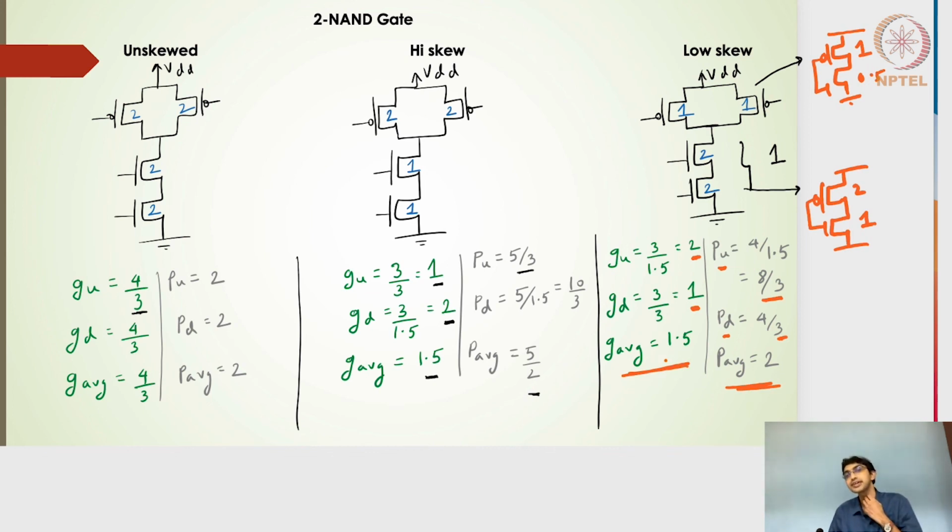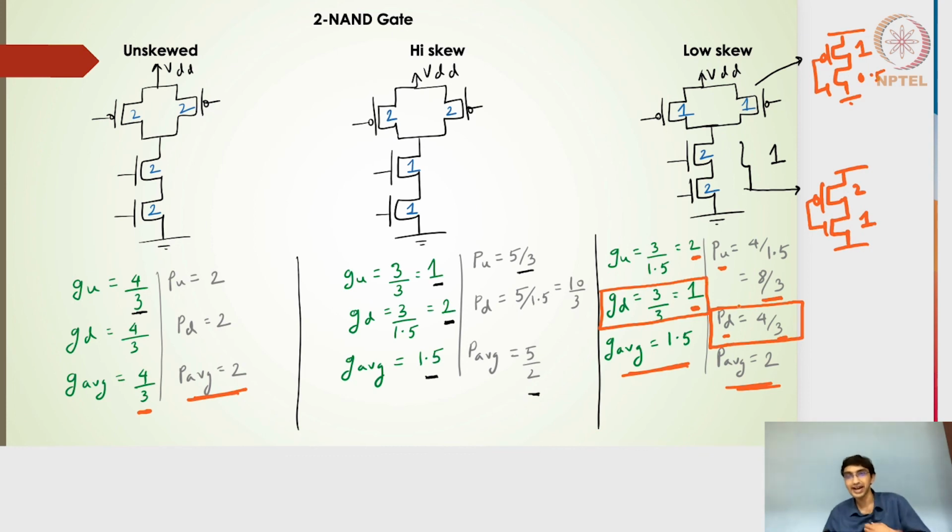So for the 2 input NAND gate, if I look into the G average value and the P average value, the G average turns out to be 1.5, which is greater than 1.33. For an unskewed inverter, it is actually 1.33. P average is nothing but 2, which is the same as that of the unskewed inverter. The only advantage is in this GD value, which is actually 1, right? And then the PD value, which is nothing but 4 by 3.